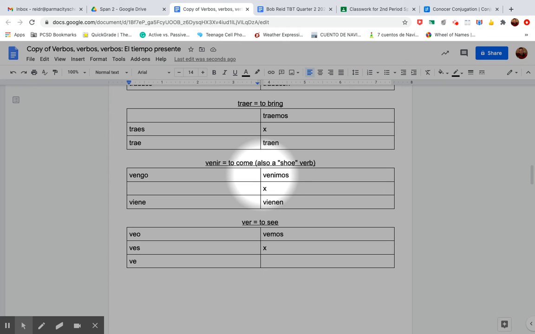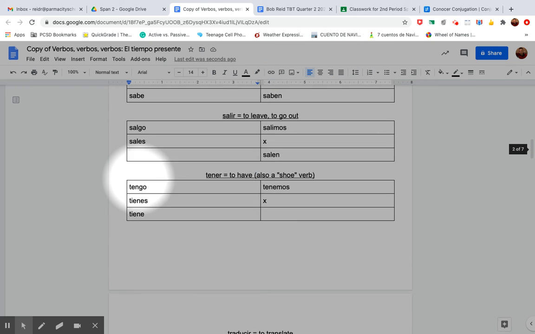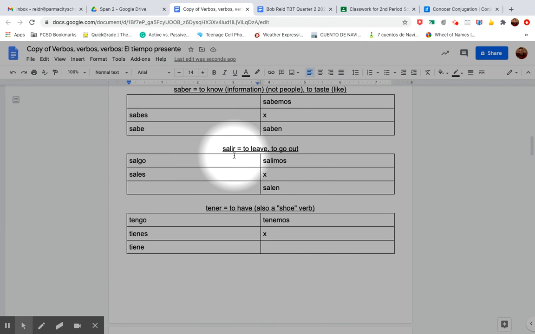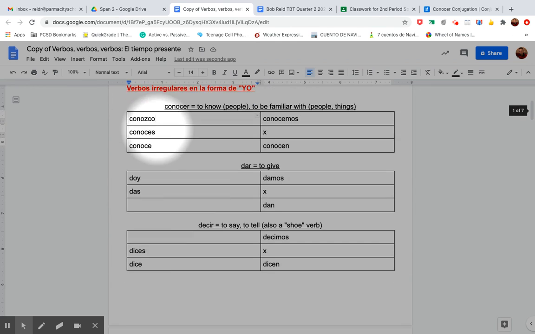But it's also important, like I said, to look at how the yo form is different. A lot of these I left the yo form blank on most of them. But you should definitely look at the yo form and figure out why it is irregular.